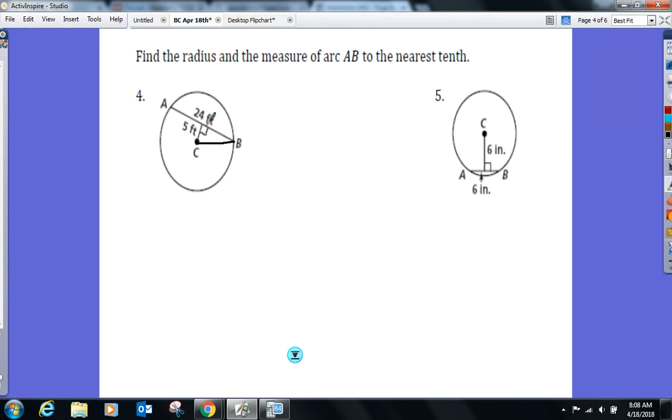I got part of a diameter that's perpendicular to this chord. What's happening to this chord? It's getting bisected, yes. So if that's 24, that's 12. And now how easily could I find the hypotenuse or the radii? Pythagorean theorem. Yep. 5 squared plus 12 squared equals radius squared, or c squared.